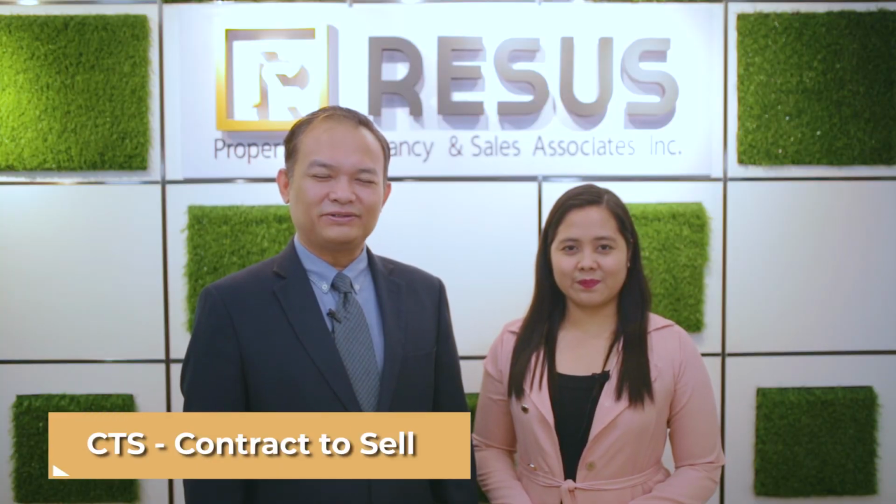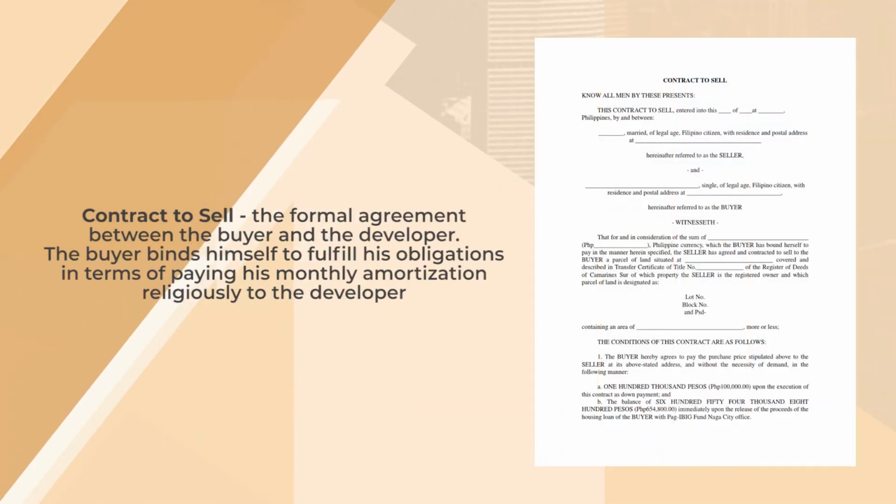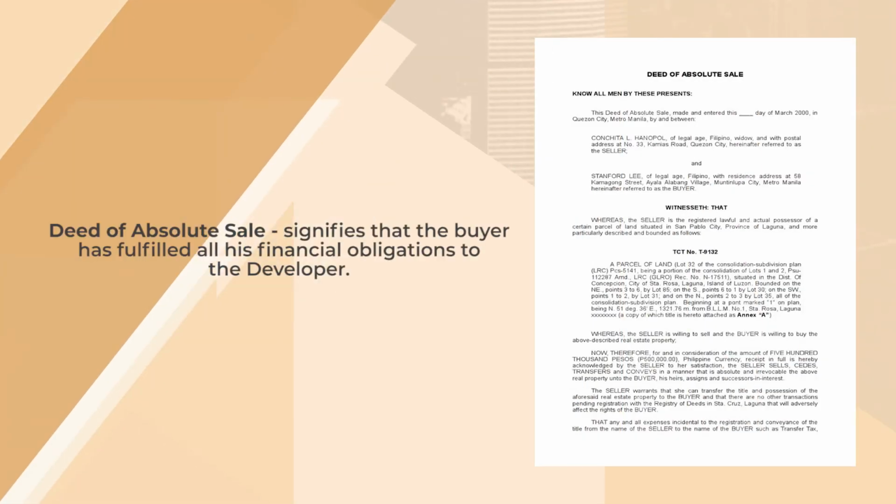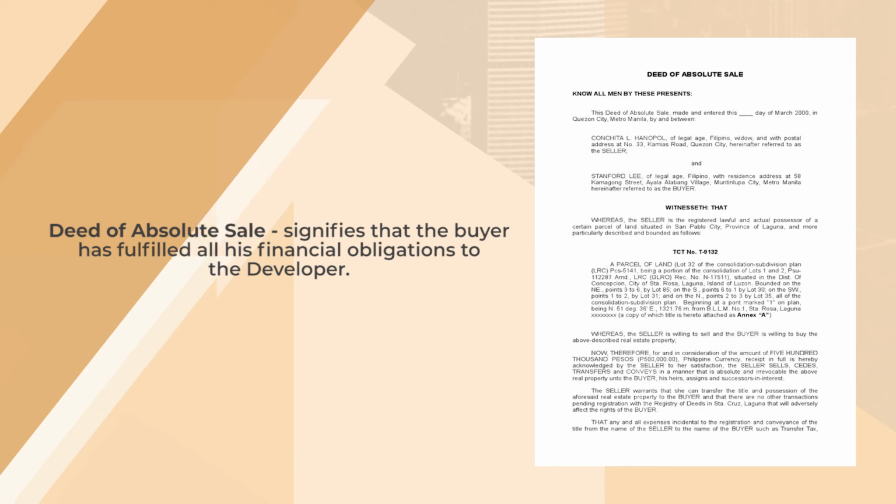CTS, or contract to sell. The contract to sell is the formal agreement between the buyer and the developer. The buyer binds himself to fulfill his obligation in terms of paying his monthly amortization religiously to the developer. DOAS, or Deed of Absolute Sale. The Deed of Absolute Sale signifies that the buyer has fulfilled all his financial obligations to the developer.